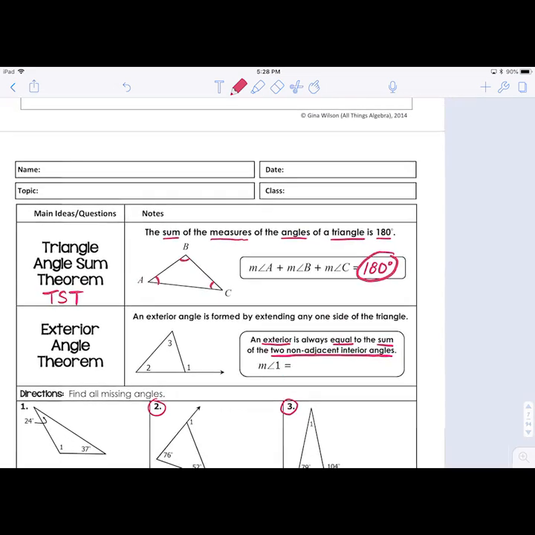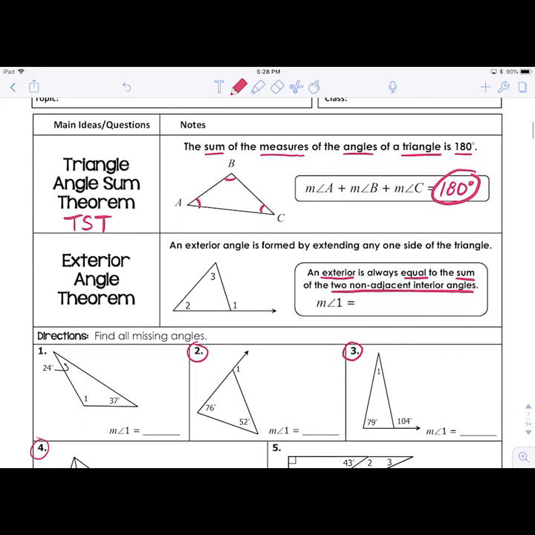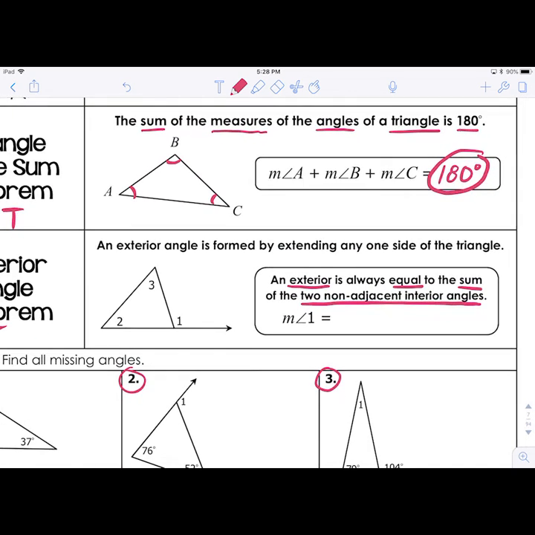The second theorem might take a little more practice to get used to. It's called the Exterior Angle Theorem, or EAT. We like to abbreviate a lot in geometry. You're going to see that real soon with some of the other triangle theorems. Here's the definition of an exterior angle. An exterior angle is formed by extending any one side of the triangle. You see this base here was extended a little bit past that vertex.